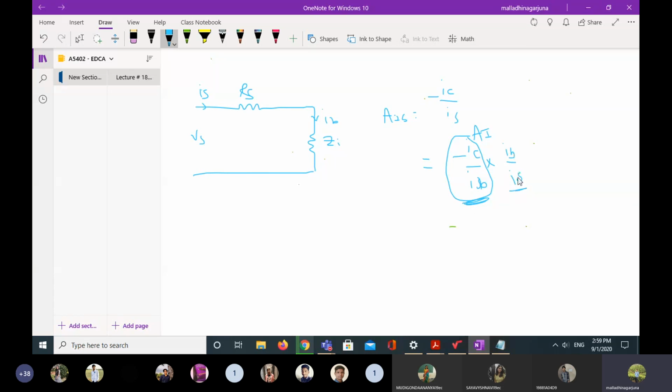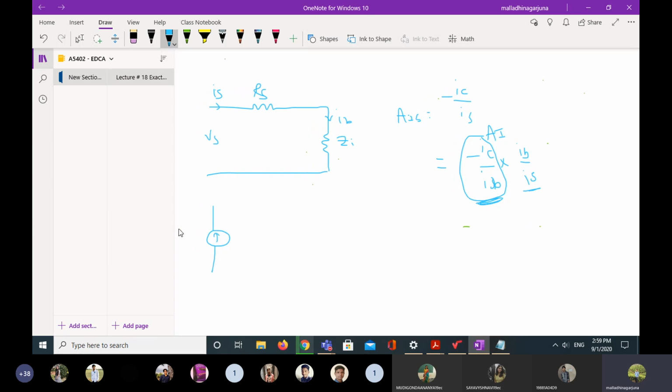The numerator and denominator are both currents, but in the circuit diagram the input is a voltage. So we have to apply the source transformation theorem and convert it into a current source. This voltage source becomes a current source IS, so IS is equal to VS by RS. The source resistance comes in parallel with ZI, and this current is IB.